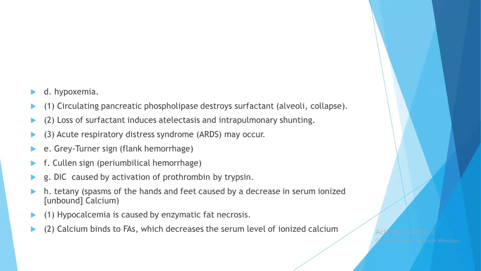There may be hypoxemia: the circulating pancreatic phospholipase destroys surfactant, and the loss of surfactant induces atelectasis and intrapulmonary shunting. So there can be acute respiratory distress syndrome in pancreatitis. The Grey Turner sign, which is flank hemorrhage, and the Cullen sign, which is periumbilical hemorrhage, may be seen in pancreatitis. Tetany can also be seen.